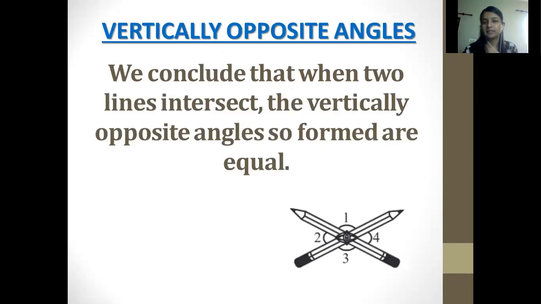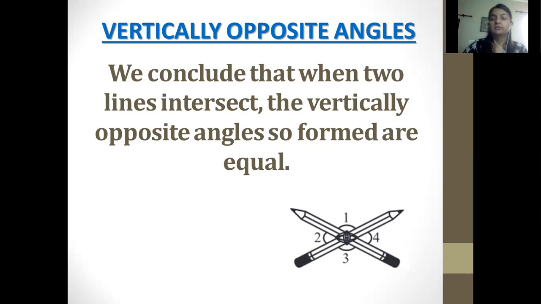This is a vertically opposite angle. Okay, vertically opposite. Opposite is just clear from the name only. It is a kind of opposite angle which is made. You can see from the pencils only. They are making angles like this. They have shown here. So these are the angles which are formed here. So we would be considering it as a vertically opposite angle.